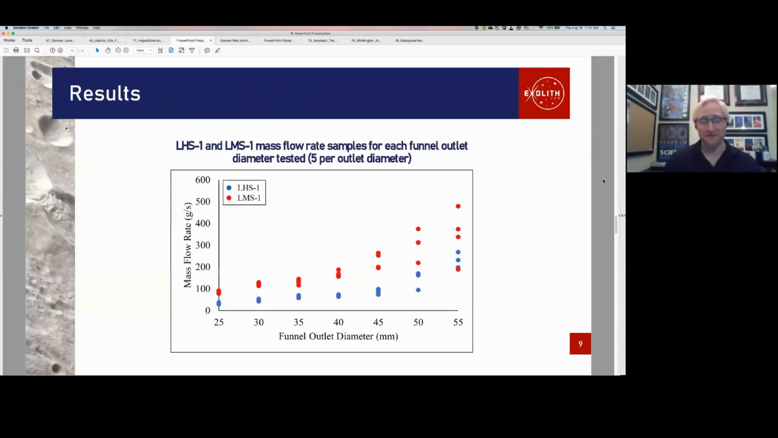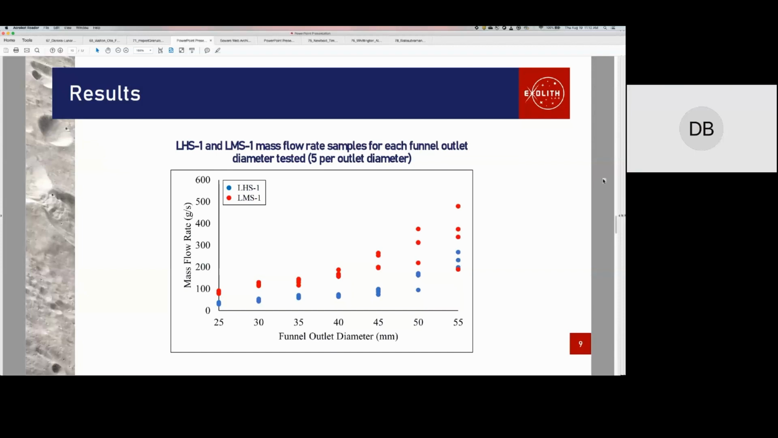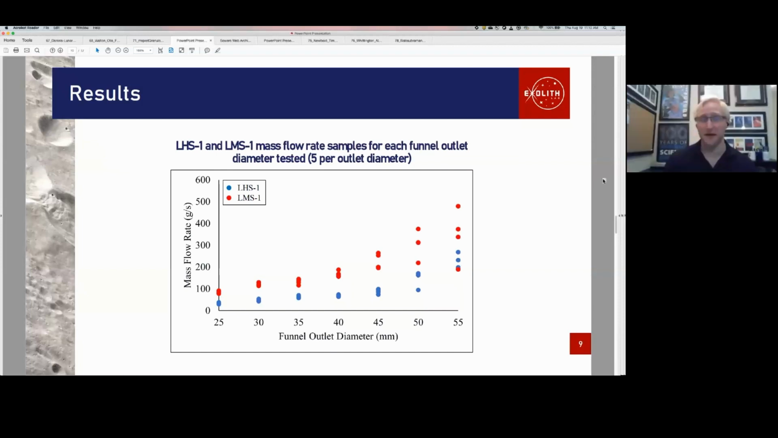So we ran these experiments on LHS1 and LMS1, and we made this plot of the 5 sample flow rates that were measured for each funnel outlet size for LHS1 and LMS1, with LHS1 given in blue and LMS1 in red. Next slide, please.